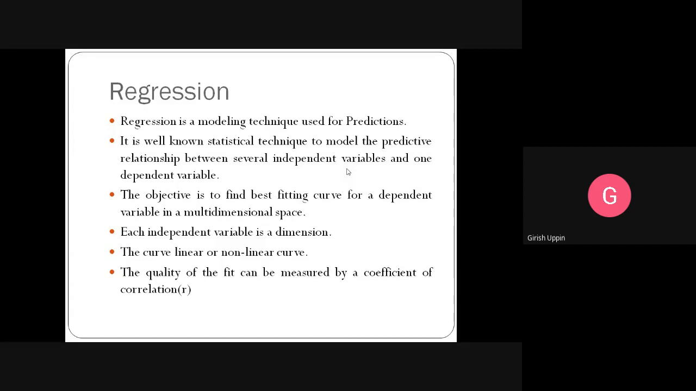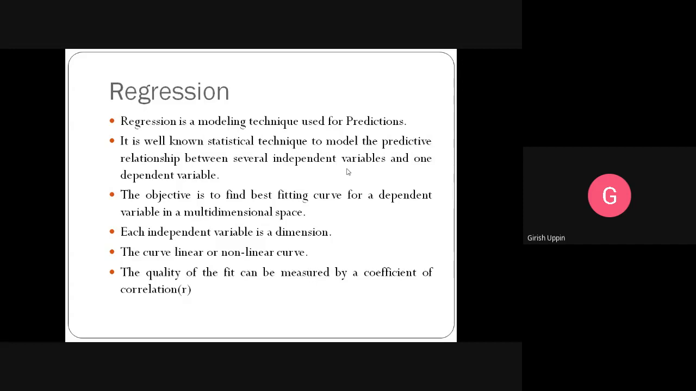And if you have two independent variables, it will form a plane. If you have more than two independent variables, the dimension of the curve will keep on increasing. That is how each independent variable forms a dimension.